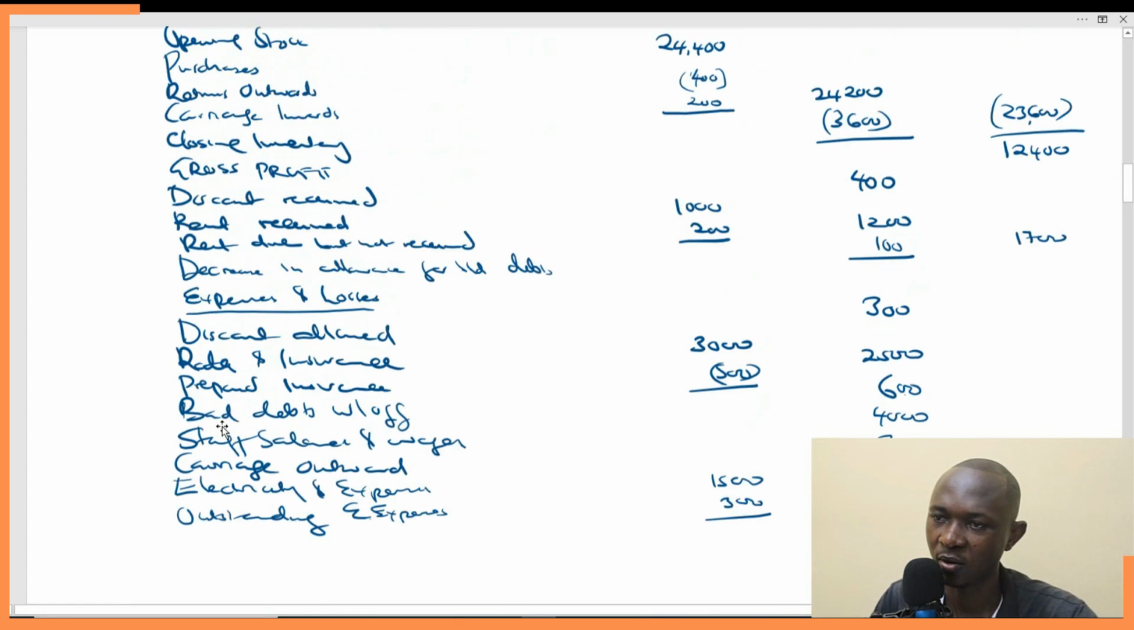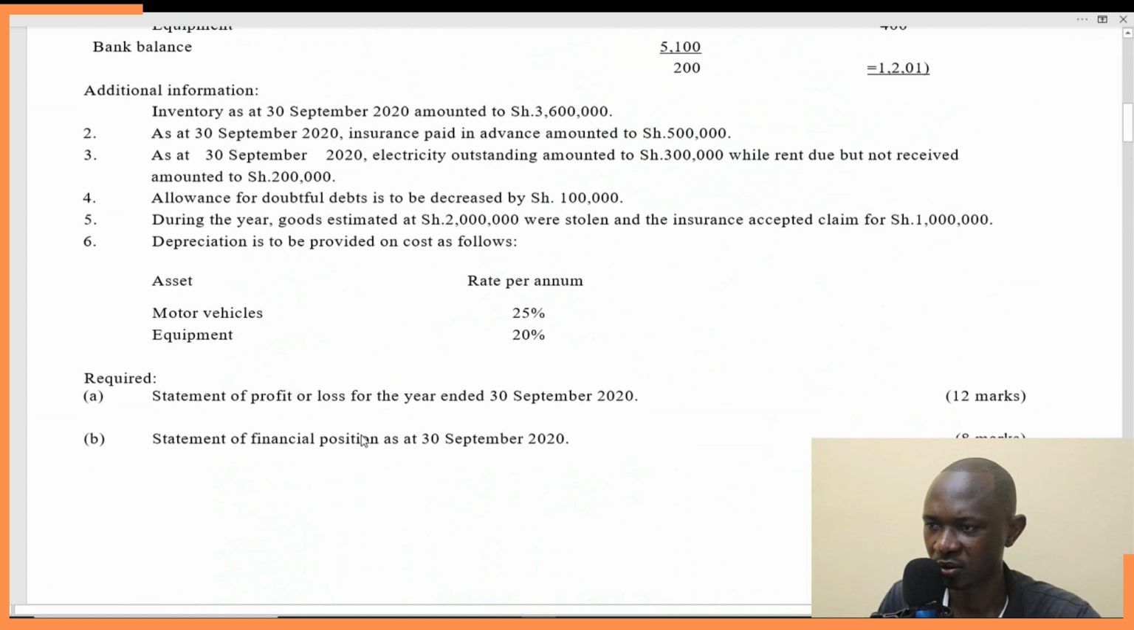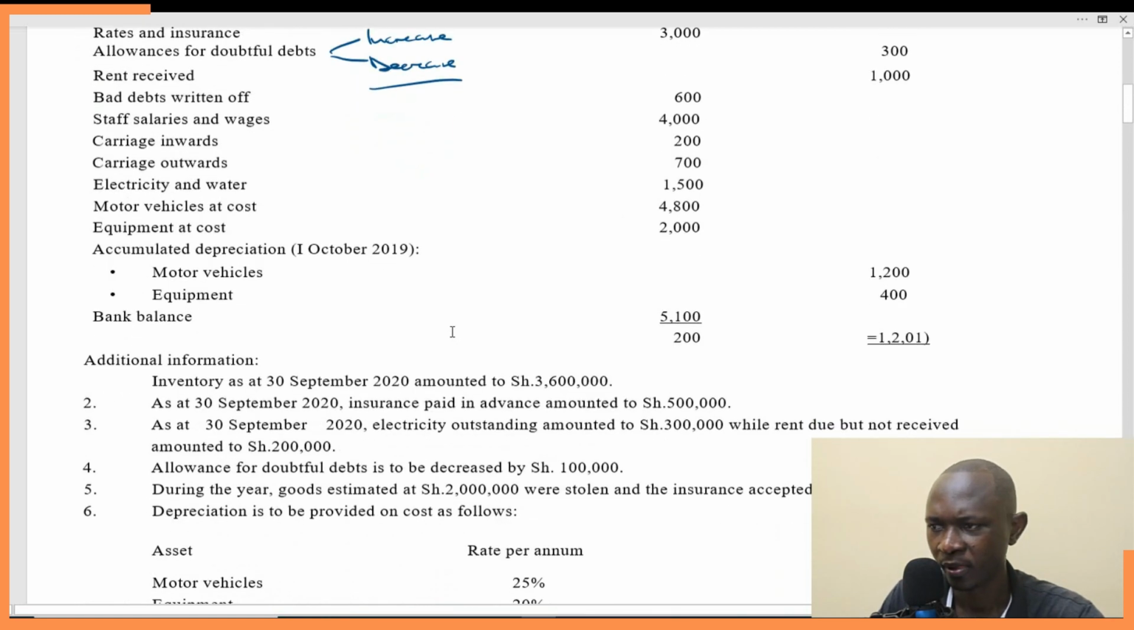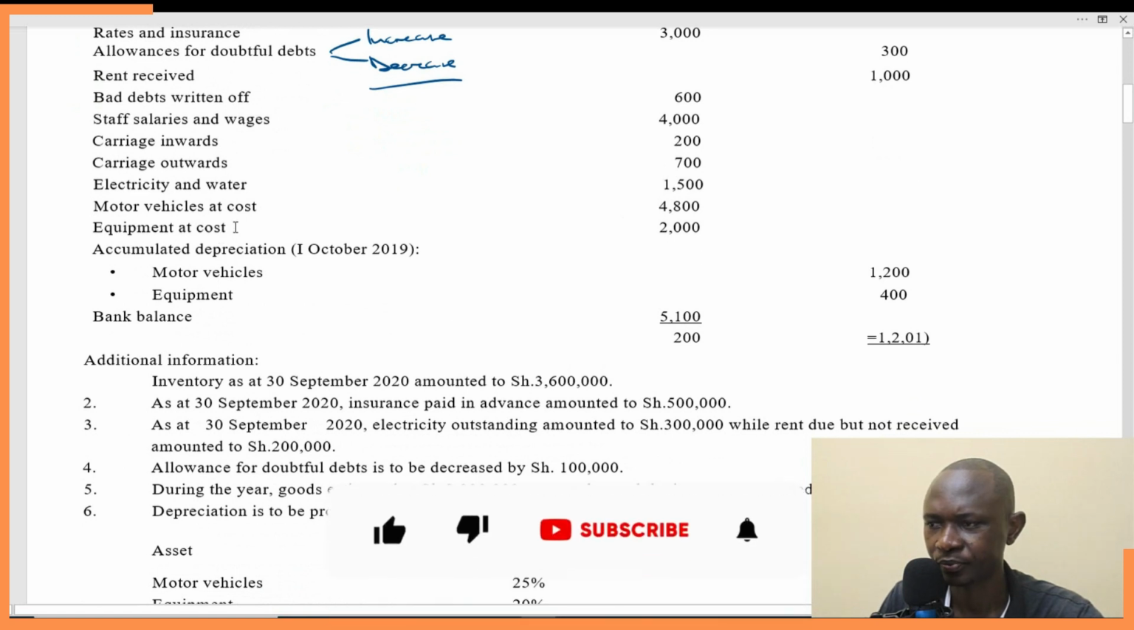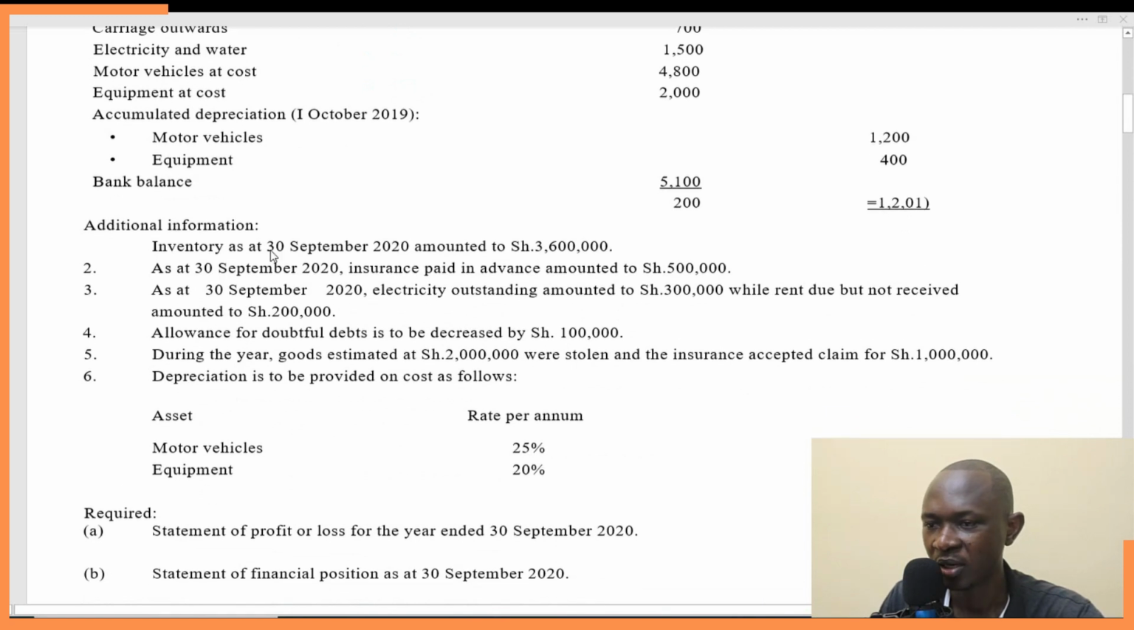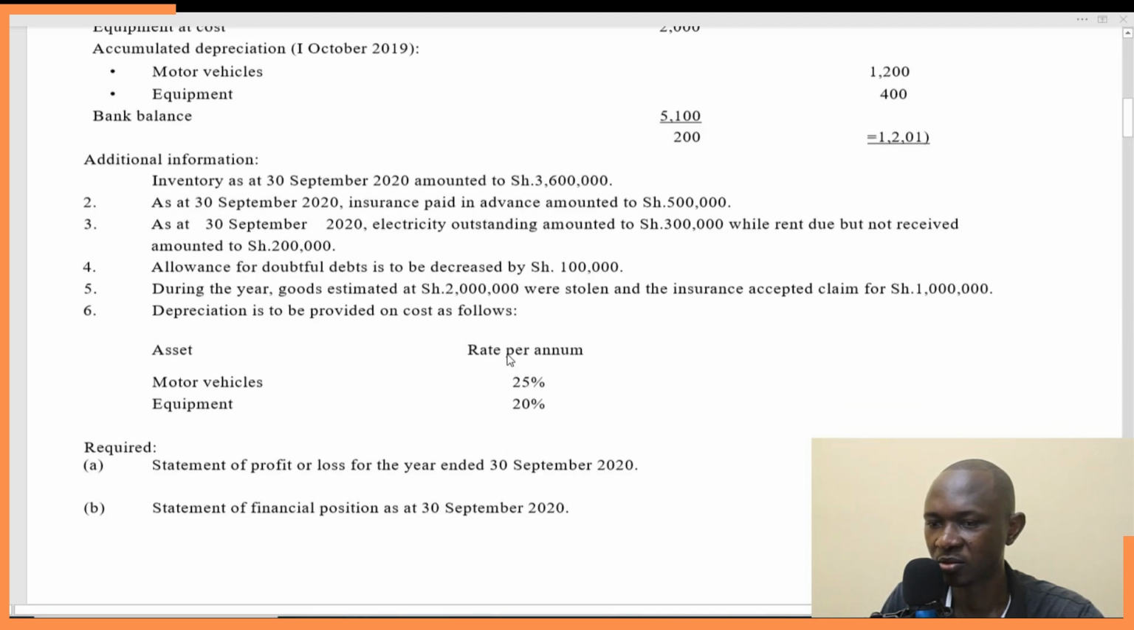So you can see we are showing the workings and we're also showing the totals. Very clear. Our work is very well explained. Anybody seeing it will understand. Then motor vehicle at cost, 4,800. This is a balance sheet item. Equipment at cost, 2,000. It's a balance sheet item. Accumulated depreciation, all of them are balance sheet items. Bank balance, balance sheet item. So we are done with this. Inventory, this one we used. We have captured. Electricity we have captured. Rent due we've captured. Allowance for doubtful debts we've captured.